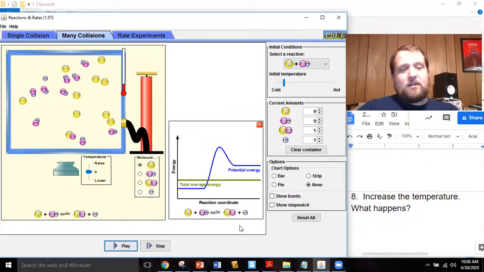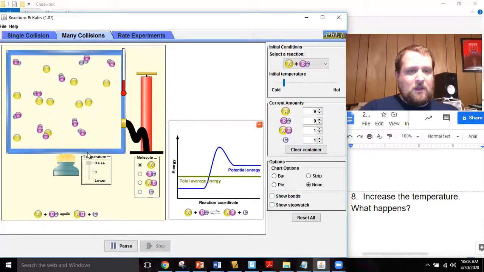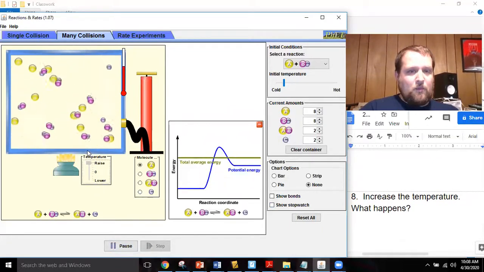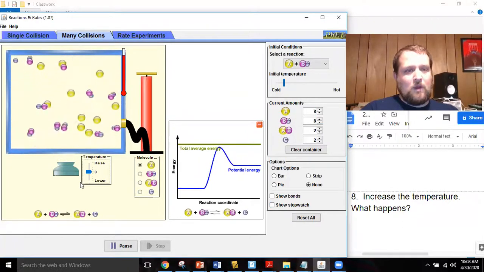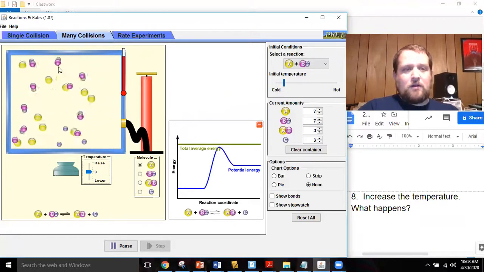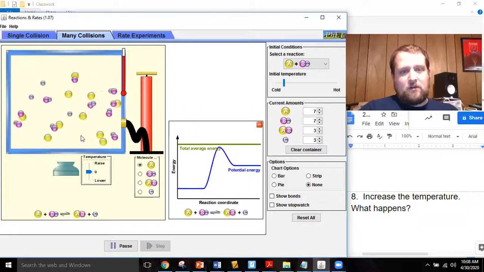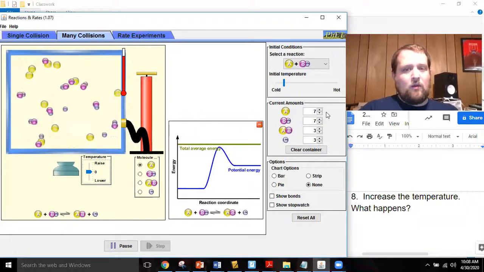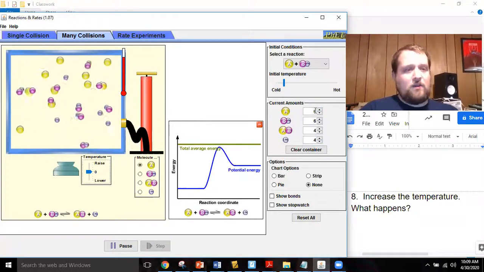Number 8, let's increase the temperature and see what happens. So I'm going to heat it up. Particles get faster. And as it gets harder to follow the particles and how they're changing over here, you can always look over on the right-hand side and look at the numbers, and they'll tell you how many of each there is.